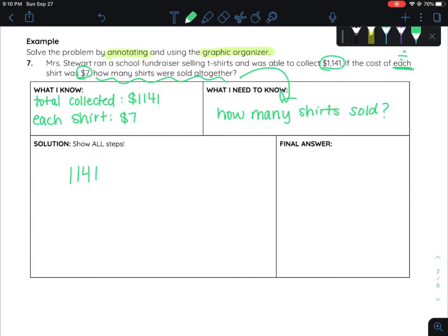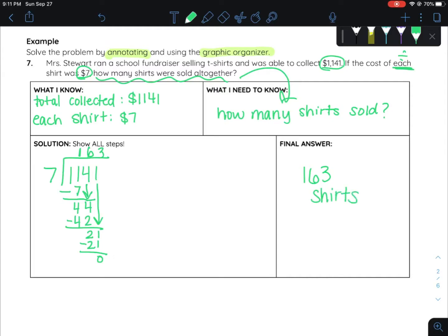7 goes into 11 one time. 1 times 7 is 7. Subtract, we get 4. Bring down the 4. 7 goes into 44 6 times. 6 times 7 is 42. Subtract, you get 2. Bring down the 1. 7 goes into 21 exactly 3 times. So we multiply, we get 21, and then subtract, we get 0. So 163 shirts.